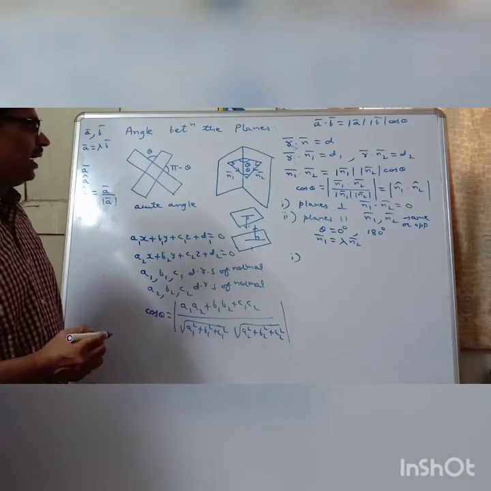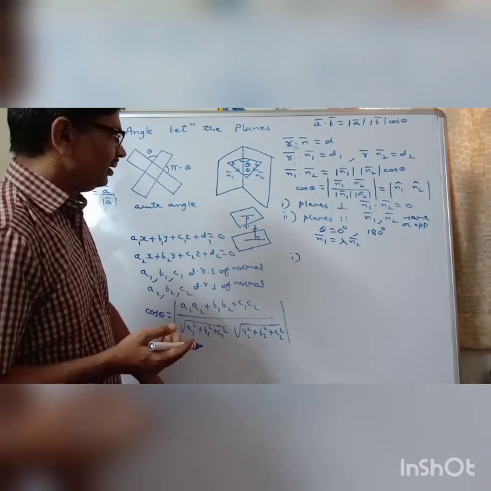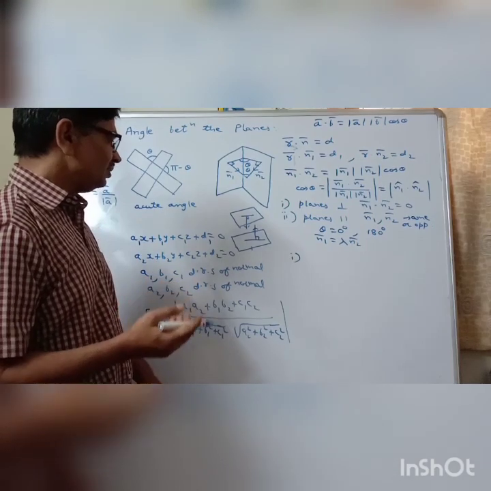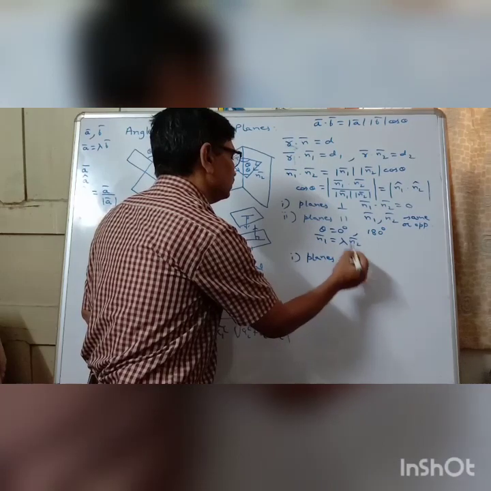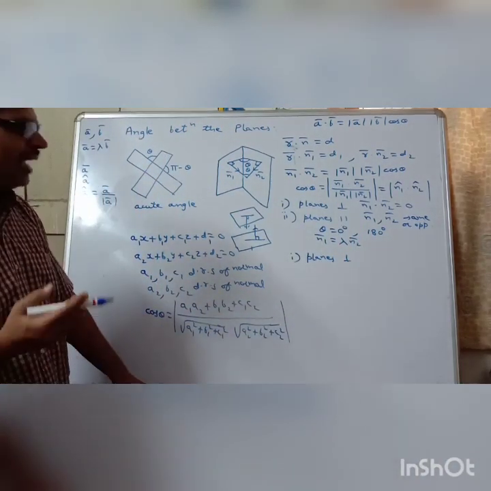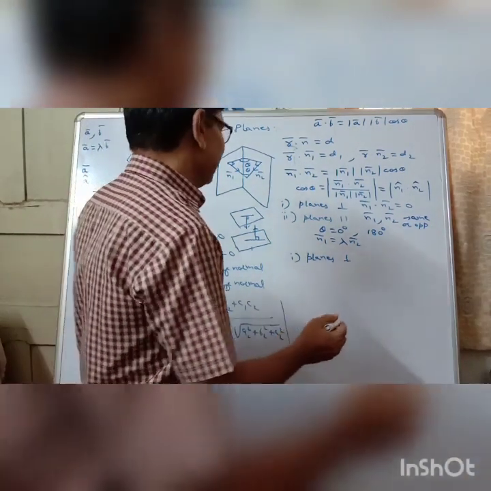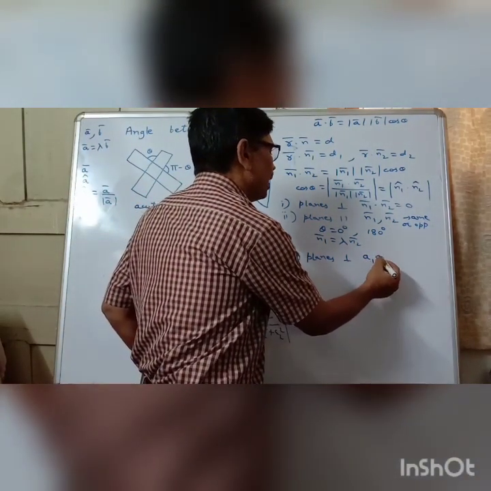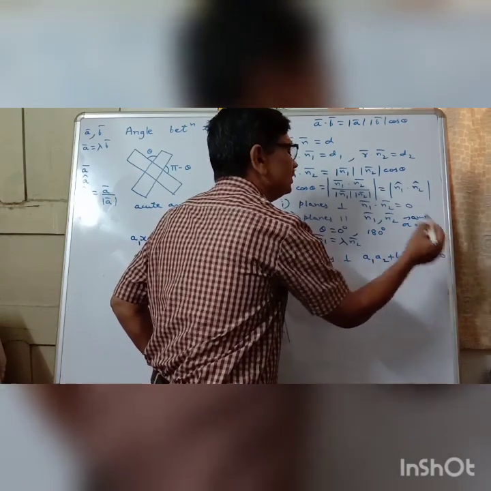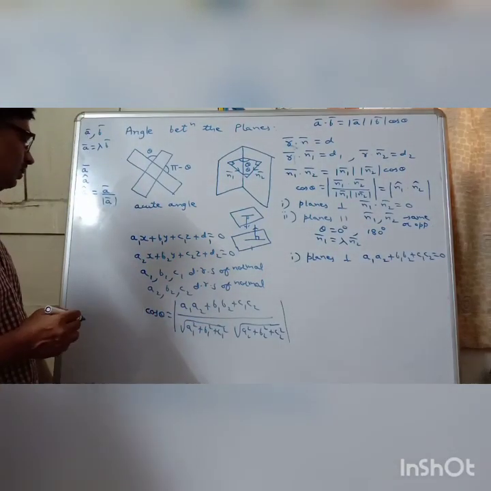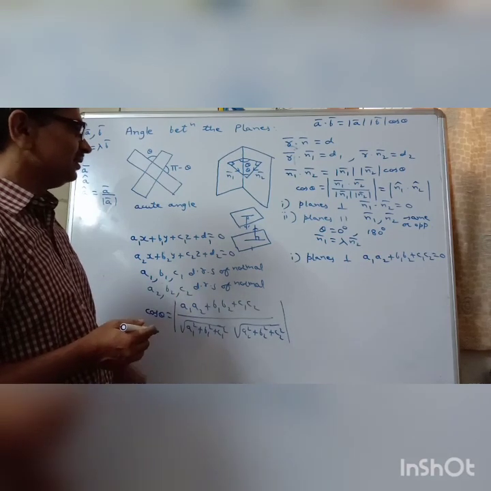Here, if two planes are perpendicular to each other, then their normals are also perpendicular, because the angle between planes is the same as the angle between their normals. In that case, we get the sum of the products of direction ratios equal to 0. The numerator becomes 0, the denominator is non-zero, so the ratio becomes 0.